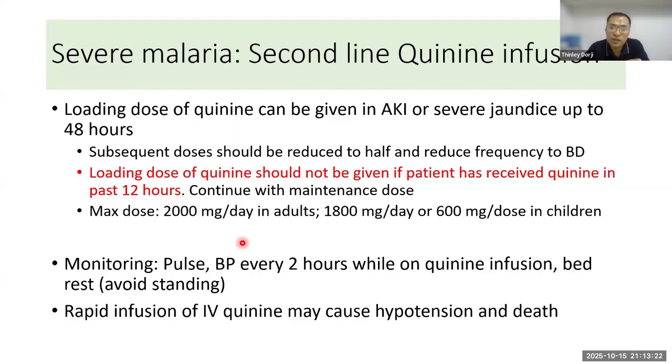So you have to monitor pulse, BP, respiratory rate, and sugar from time to time because it causes hypoglycemia and hypotension. If you give rapid bolus of IV quinine, it might cause fatal hypotension.